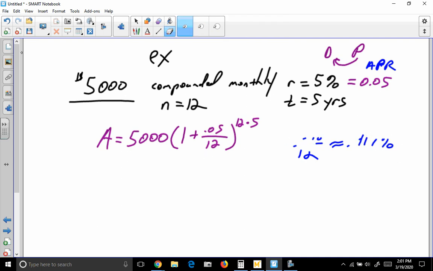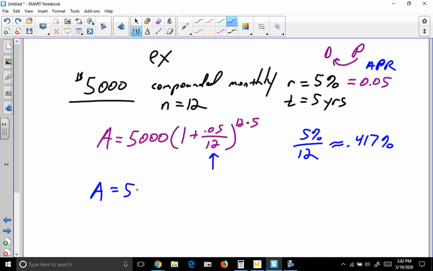The exponent tells us how many payments we're making. If we're paying 12 months a year, then 12 payments per year for 5 years. 12 times 5 is 60, so we would be making 60 payments. So let's find out how much this loan is going to be valued at after 5 years.